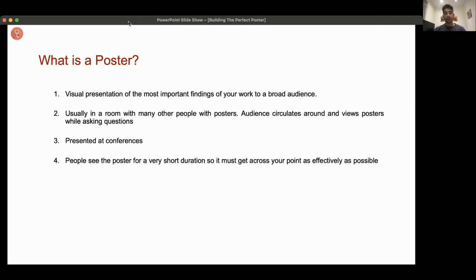And the audience will move around and ask you questions as you stand there and try to answer them. They're also presented at conferences, and people see each poster for quite a short duration because they move around quite a lot. So it must be gripping. You have to be able to stand out in that 2-3 minutes so that people remember it later. And how do we do that? Well, we're going to find out today, I hope.